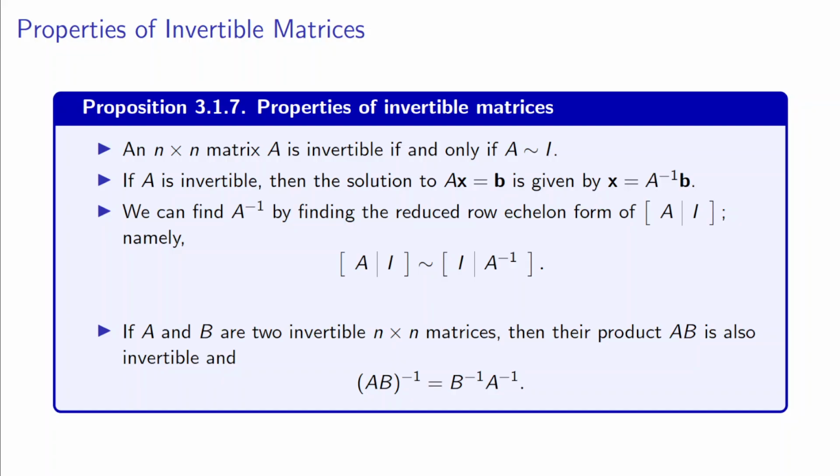And then the last one here we haven't really looked at yet. That is, if A and B are two invertible n by n matrices, then their product AB is also invertible. And we have this formula that the inverse of that product AB, so AB inverse, is equal to B inverse A inverse. So we reverse the order of the multiplication when we look at the inverse of a product. It's not directly just the product of the inverses.